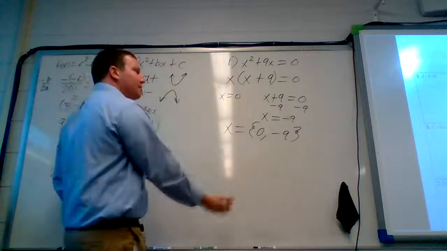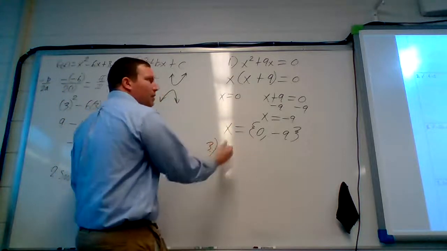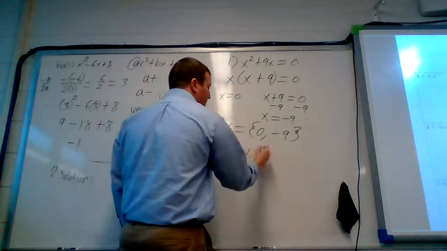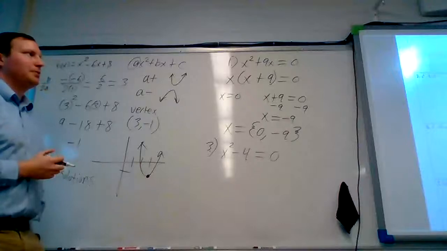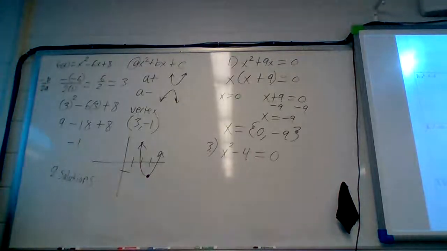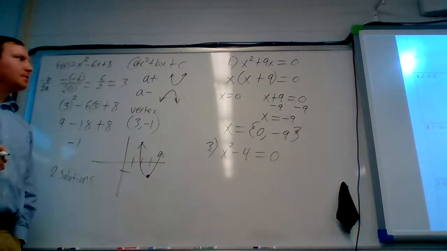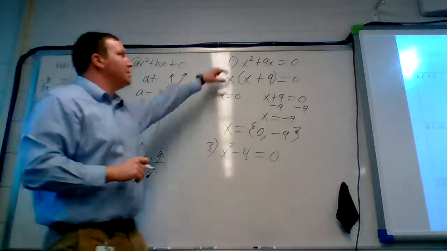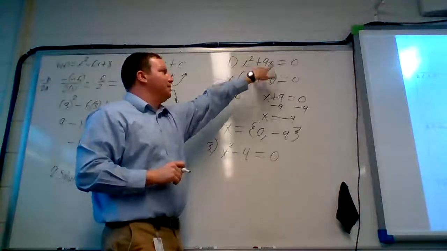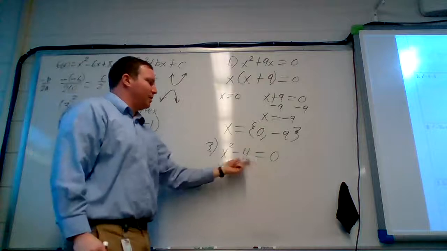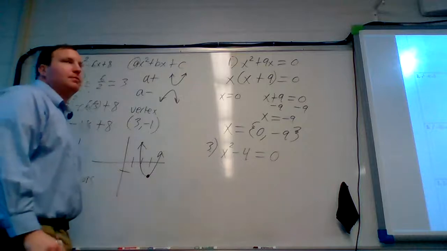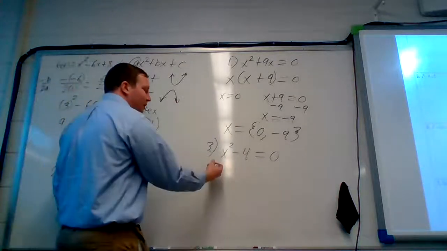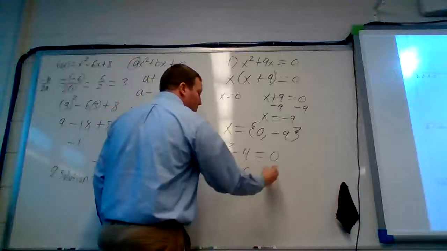So let's look at number 3. So we have x squared minus 4 equals 0. So in this case, what factoring method should we use? Square root, right? The other one was GCF because they both had a like term. This one's going to be our perfect squares. We do have to factor it. So we're going to factor by perfect squares.